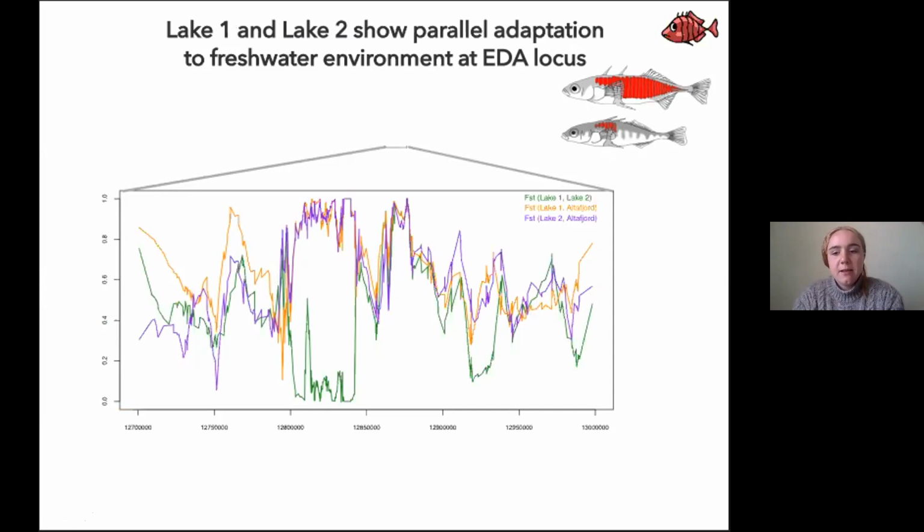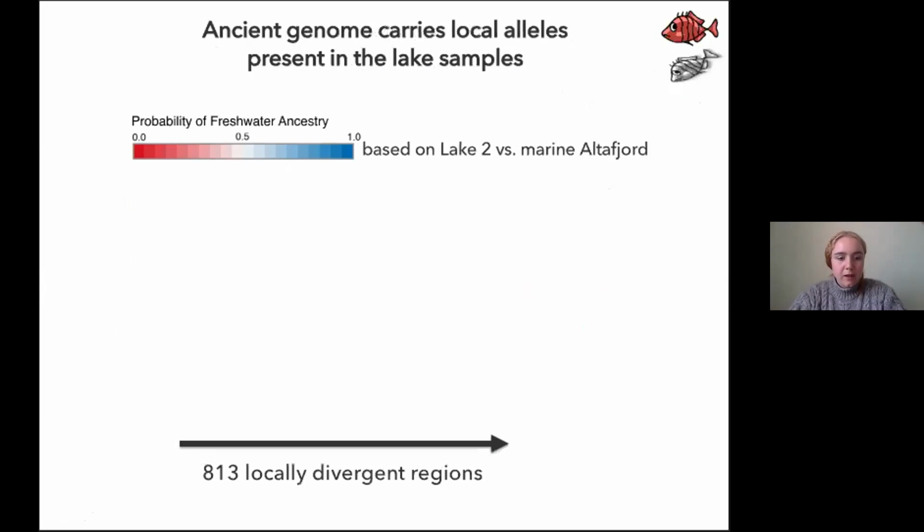Okay, so we have seen now that both lakes adapted to the freshwater environment in parallel, and also that they probably have undergone some bottleneck. And now the question is, can we actually find some of these alleles that are fixed in the lake population already in the ancient genome? For that, we looked at 813 regions that were locally divergent between Lake 2 and the marine Altafjord population.